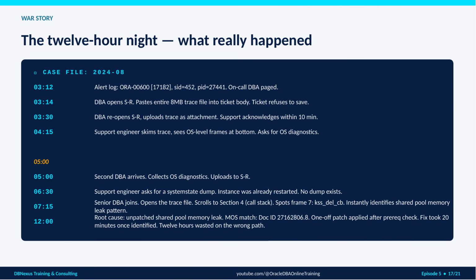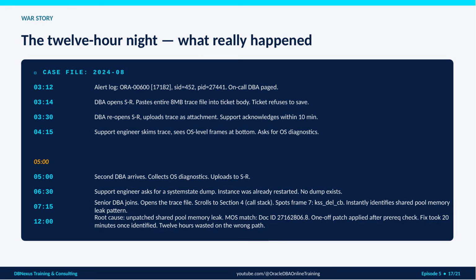7:15, senior DBA joins the call, opens the trace file, scrolls to section 4, spots frame number 7, KSS_DEL_CB, instantly identifies shared pool memory leak pattern. 12 noon, root cause confirmed: unpatched shared pool memory leak, MOS match, doc ID 271628068. One-off patch applied after prereq check. Fix took 20 minutes once identified, 12 hours wasted on the wrong path, because nobody read the middle of the call stack.